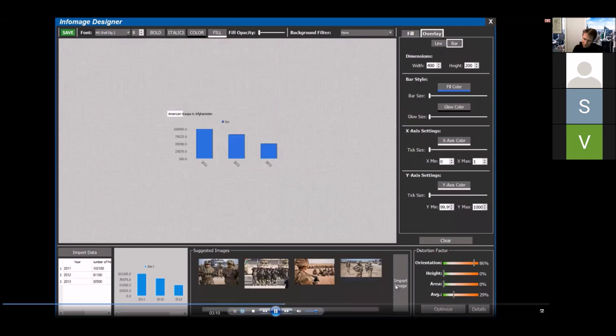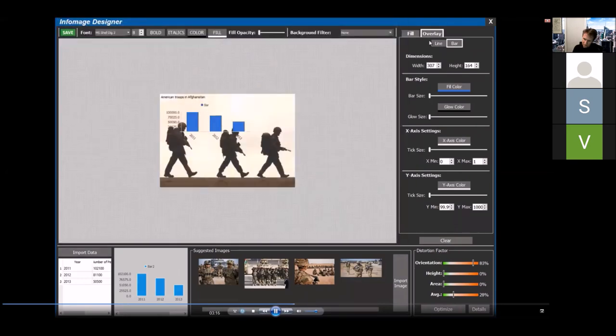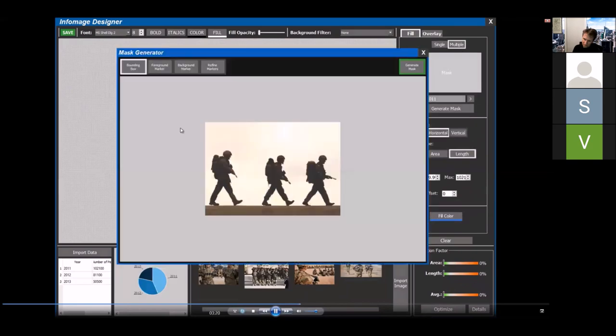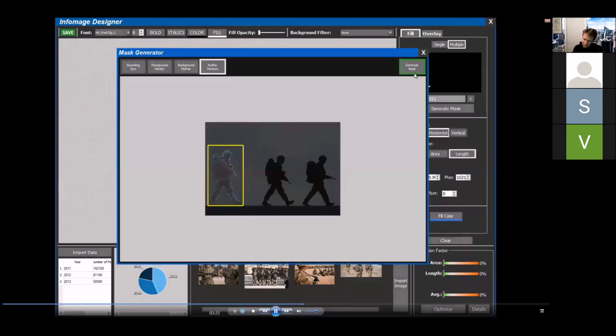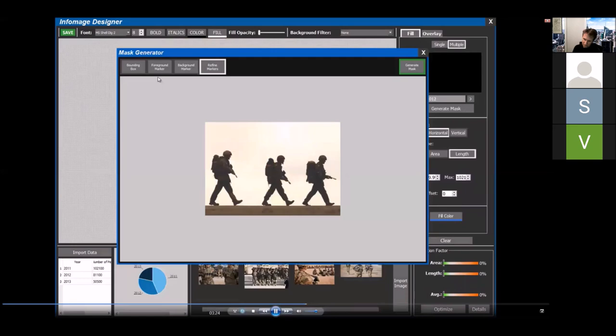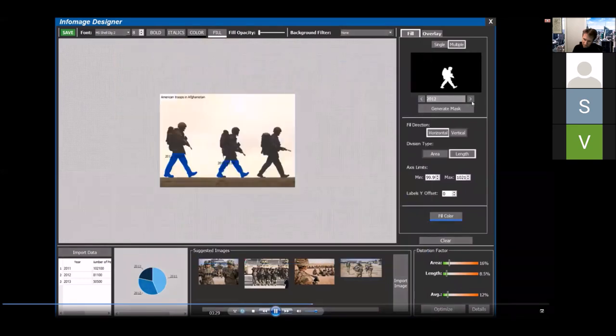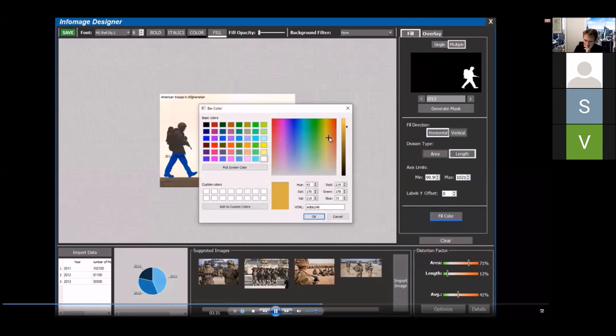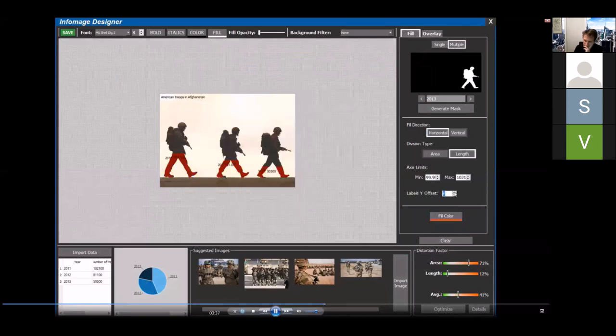For bar-like charts, images with multiple objects of similar size are preferred. As there are three data items, we will use an image with three soldiers. We have to create a mask for each of the three data items. This can become quite a tedious process as the number of data items increases. Once we have our masks created, we can edit the chart. We can change the color, offset the labels, as well as change the fill method.